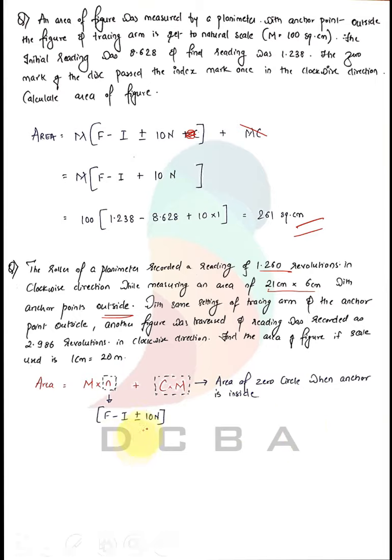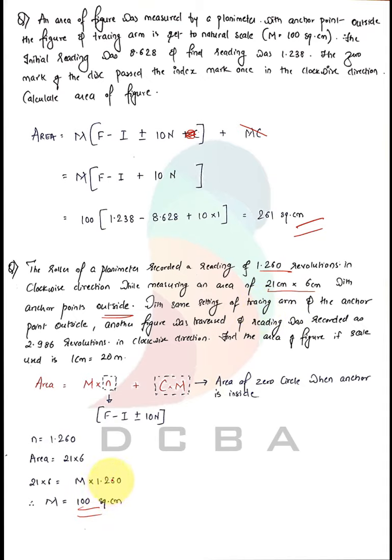So again, n is 1.26, area is 21 by 6. So when we put this here, 21 into 6 is equal to m into 1.26. We get m as 100 square centimeters.